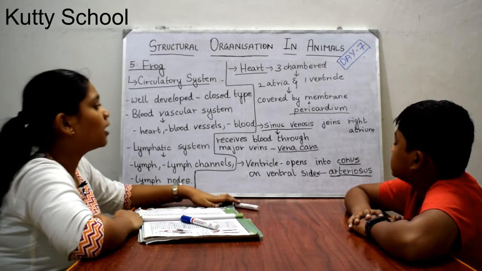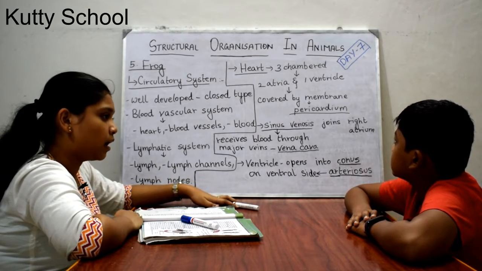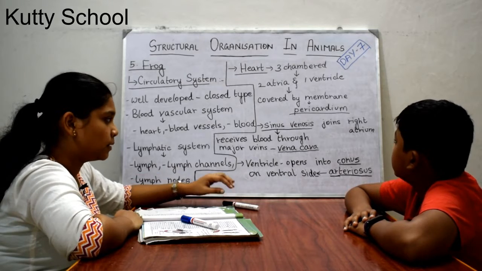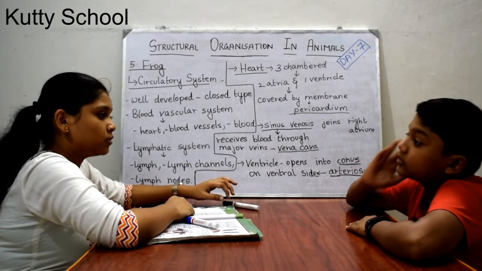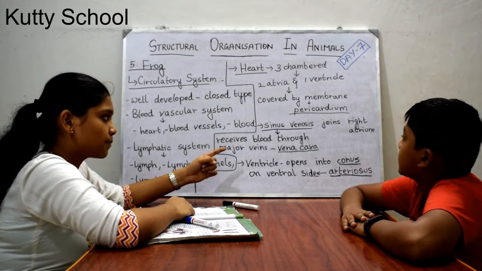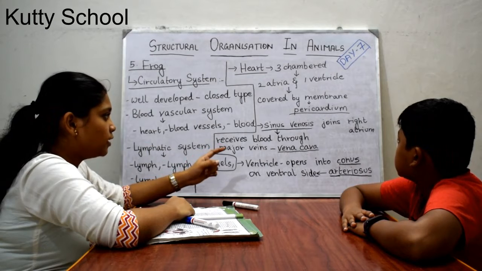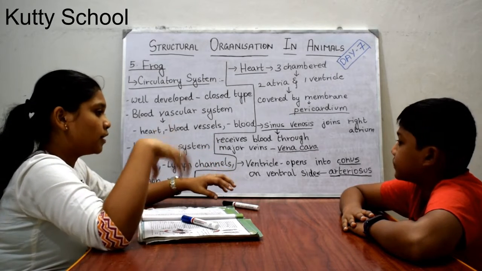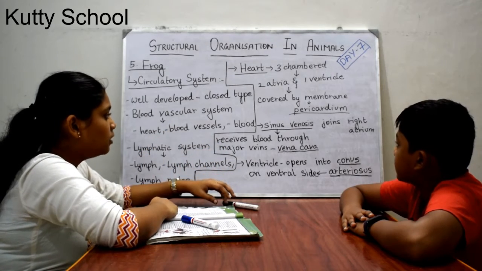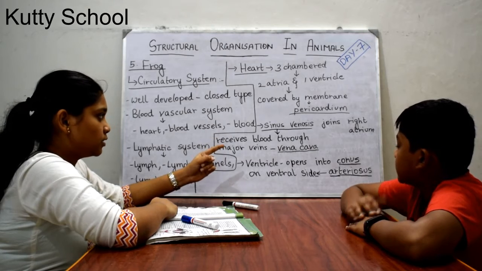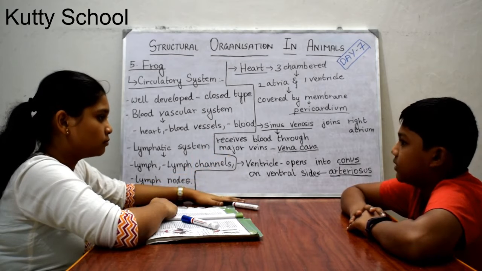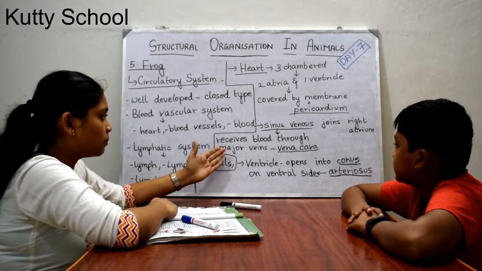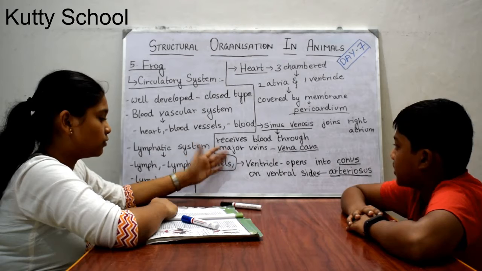So this heart is covered by a membrane called pericardium. And there is a triangular structure called sinus venosus. This joins the right atrium. What this sinus venosus does is receive blood through the major veins known as vena cava. So this is the activity of sinus venosus.